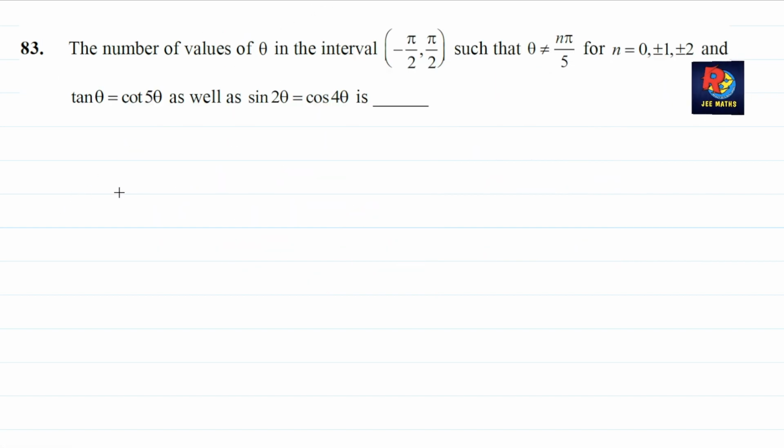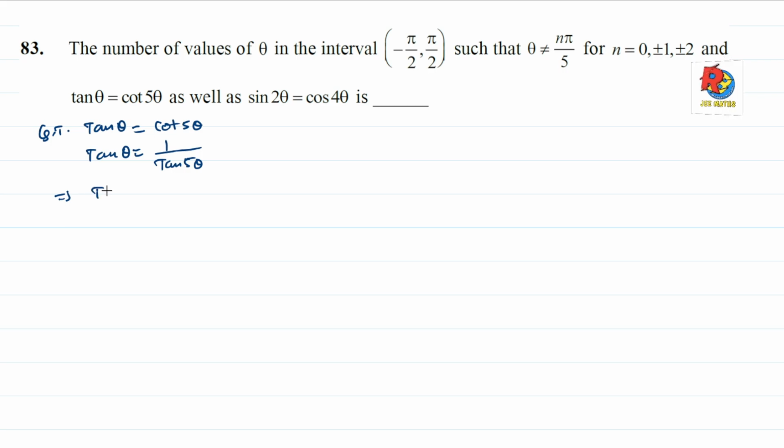Next, here it is given that two conditions are given. One is tan theta equals cot of 5 theta. I can write tan theta equals 1 by tan 5 theta. If I cross multiply this, tan theta into tan 5 theta equals 1.